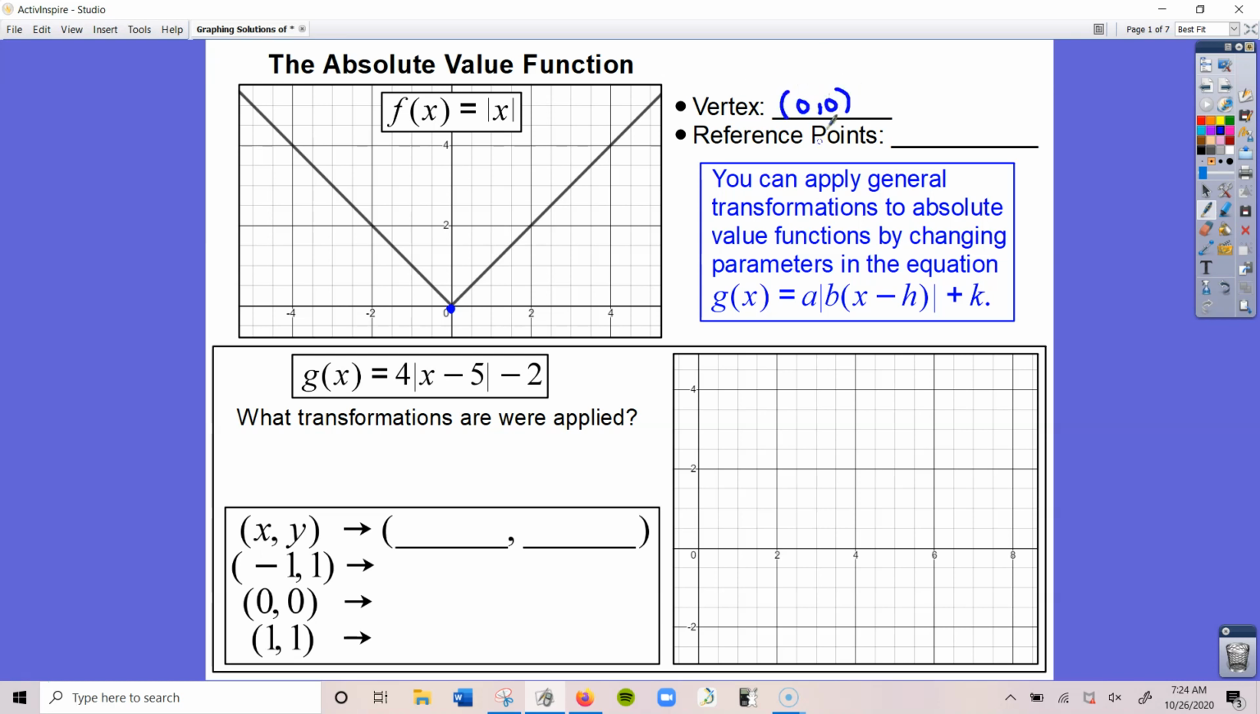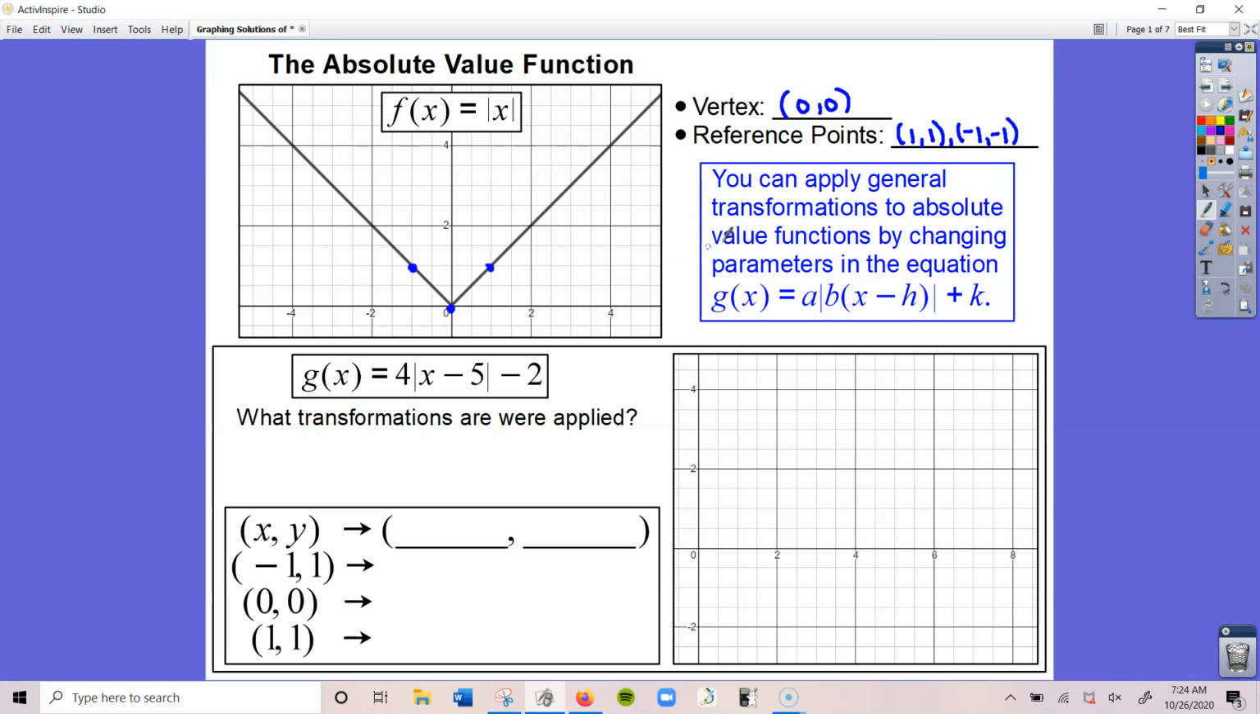Now reference points are considered the points that are located on our parent function. This is the parent function of absolute value of x, since there are no transformations applied. There are no stretches, no shrinks, no translations, no reflections. So our reference points would be any points located on this original graph. If you go along the graph, we see that we have a point at (1, 1) and (-1, 1). These are going to be the reference points that we use most of the time.